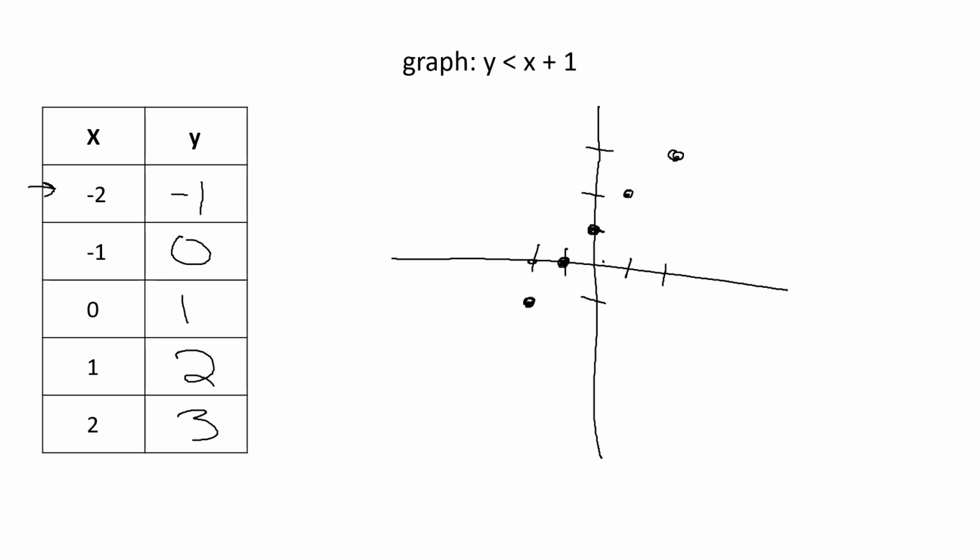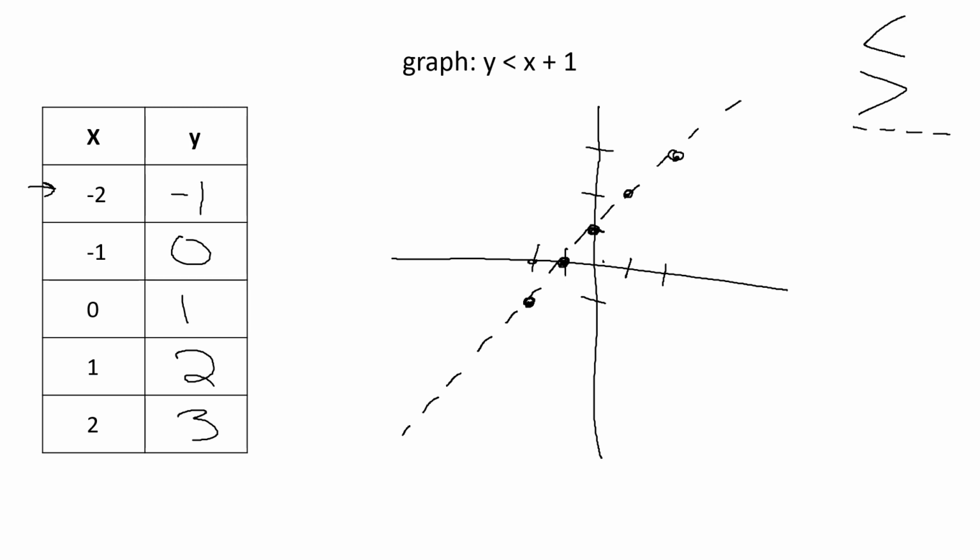If it is greater than or less than, so last week I just drew a line. I just said, okay, there's my line. This week is slightly different. If it is less than or greater than, I'm going to use a dotted line. If it includes equal to, then I use a solid line. So less than or greater than is a dotted line.